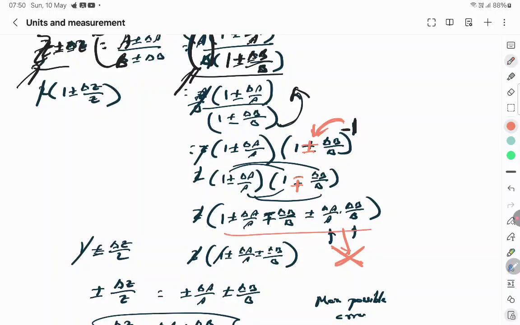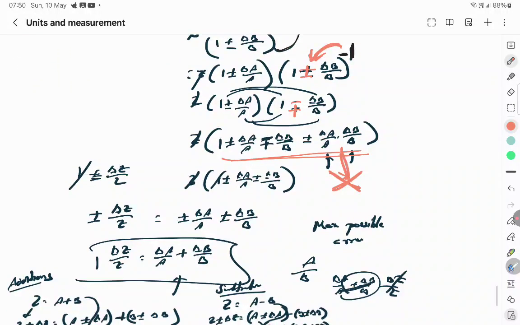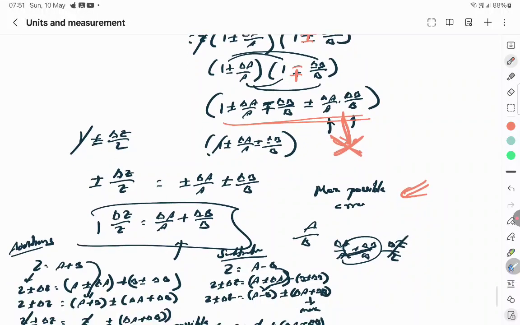Then take it inside and multiply. This term can be ignored, because when two fractional errors are multiplied, the result becomes even smaller, such as 1 by 2 into 1 by 4 is 1 by 8. It's becoming lesser, so ignore it. 1 and 1 get cancelled. Z was already cancelled. Thus you get a new formula: plus or minus delta Z by Z is equal to plus or minus delta A by A plus or minus delta B by B. But maximum possible errors are what you're supposed to write. So ignore the plus or minus and write this answer.